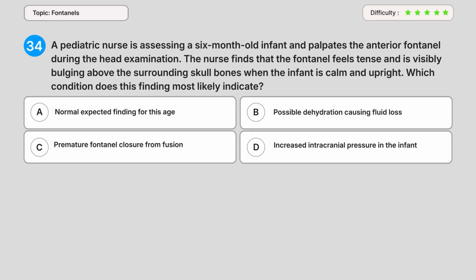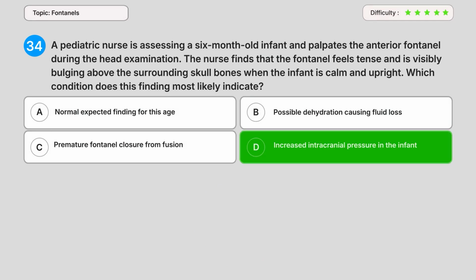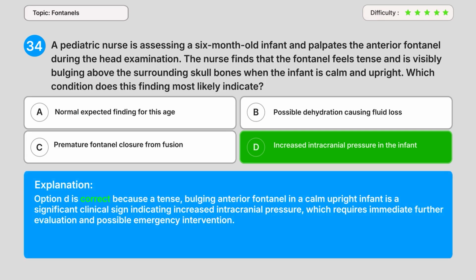Correct answer, D, increased intracranial pressure in the infant. Explanation. Option D is correct because a tense, bulging anterior fontanelle in a calm, upright infant is a significant clinical sign indicating increased intracranial pressure, which requires immediate further evaluation and possible emergency intervention.